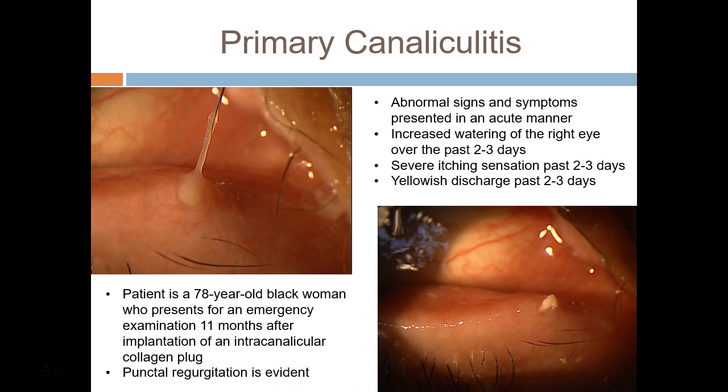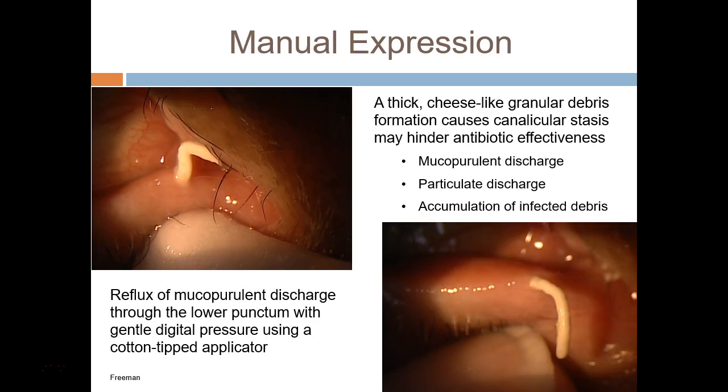So I'm pretty sure I know what's going on. I just wanted to start treating her. I'd figure out the other stuff later. I put a couple of drops of Alcaine in, trying to numb the lid up, and I grabbed a Q-tip, put some Alcaine on it, and gently started expressing the lower canaliculus. And look at this cheesy discharge that starts to come out.